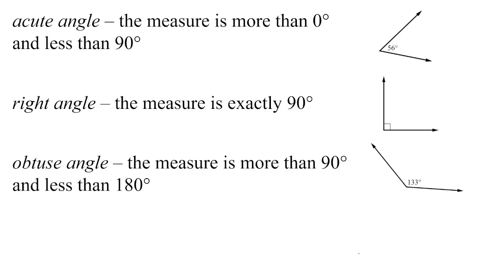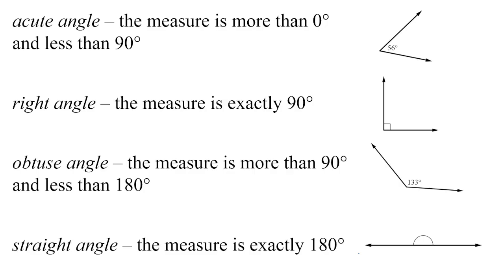Next, we have the obtuse angle, which measures more than 90 degrees and less than 180 degrees. Finally, we have the straight angle, which is exactly 180. Now notice the word straight, whereas you see that the angle looks like a straight line. So that's why it's called a straight angle.